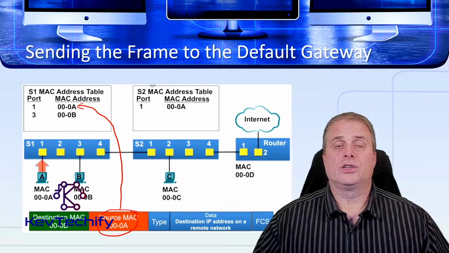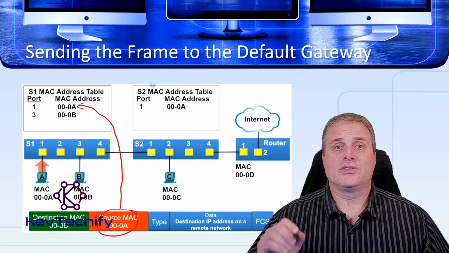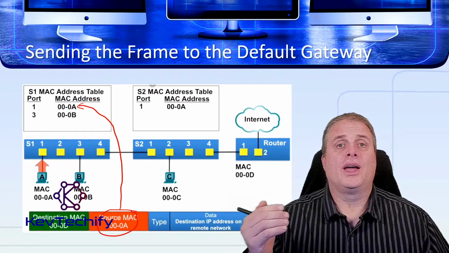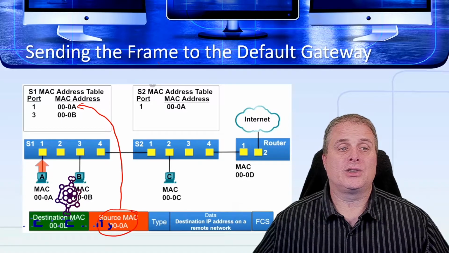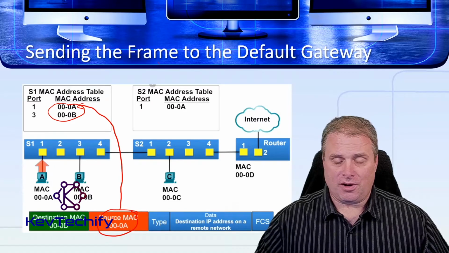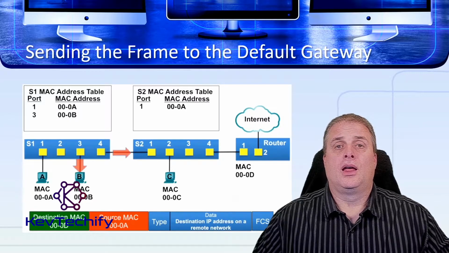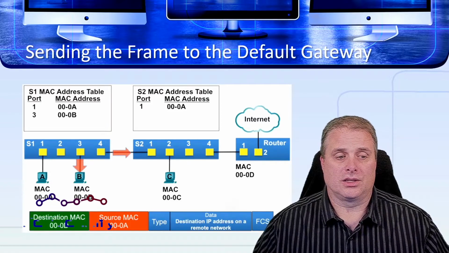Switch 1 then looks at the destination MAC address. Takes that destination MAC address of 00D, looks at its MAC address table. Do I know that destination MAC address? It is not in my MAC address table at all. At this point in time, switch 1 then takes that frame and floods it out of all ports on the switch except for the port it came in. That frame goes out port 3 and port 4 because that's where we have connections.